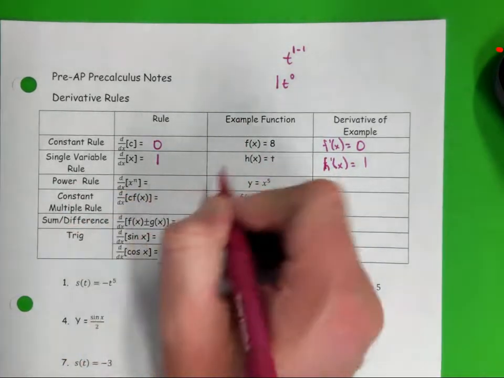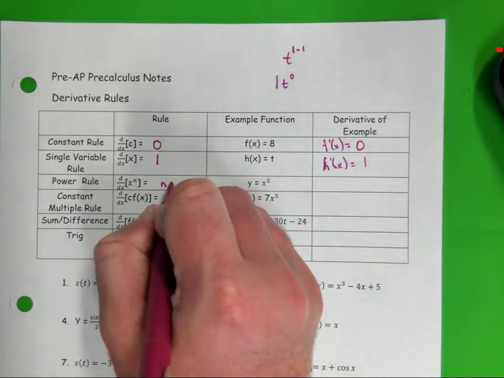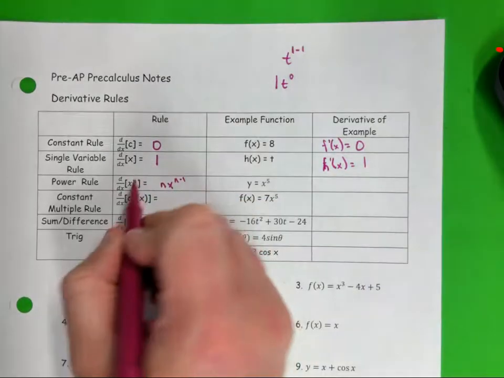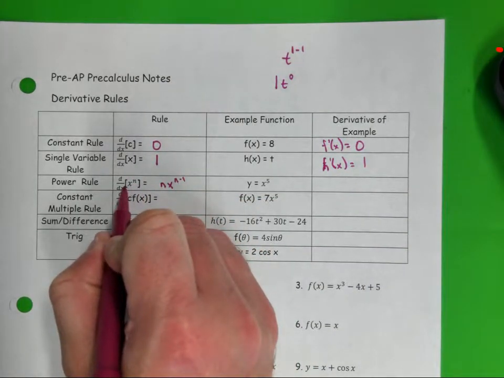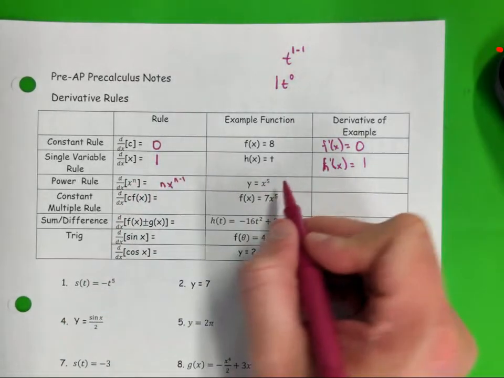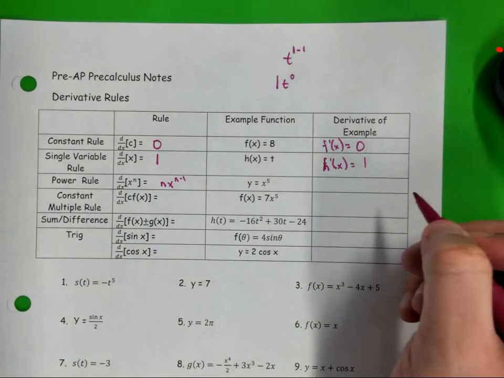The power rule, you already know that because we just used that one. You bring the n down and subtract 1 off this. I bring it down and multiply it and minus 1. So for this one right here.